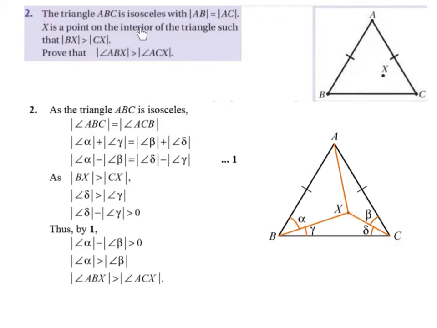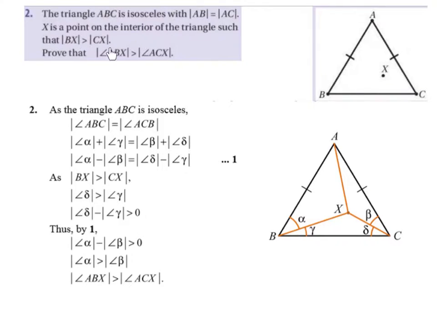X is a point on the interior of the triangle. So there's X as a point on the interior, or the inside, of the triangle, such that the length of BX is greater than the length of CX. So the distance from B to X is greater than the distance from X to C.